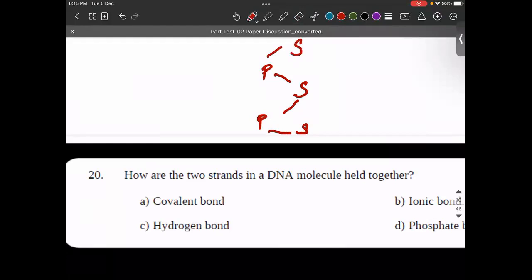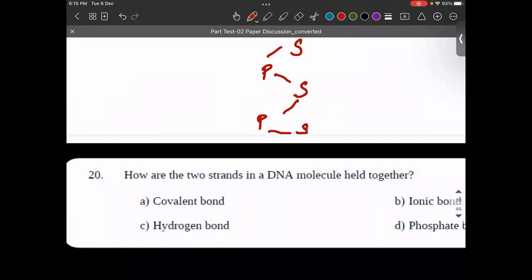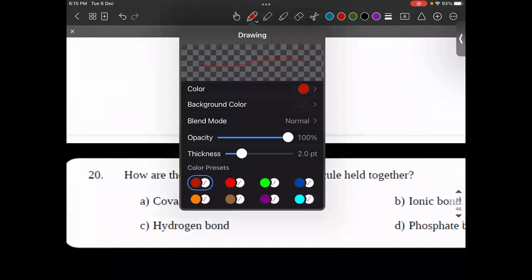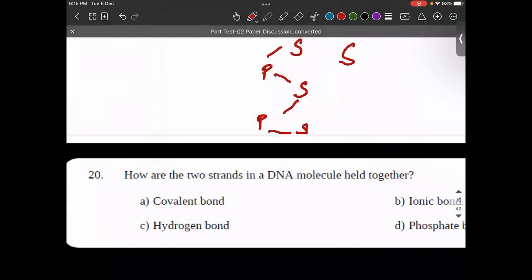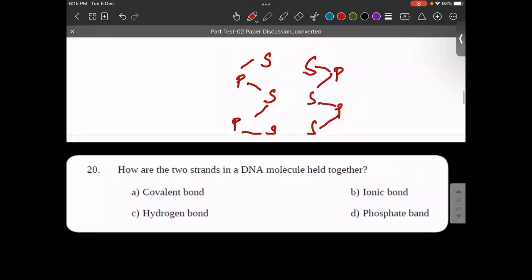Like that, here also you have one strand. Here also you have one more strand. Two strands of DNA we have. Sugar and then phosphate. Sugar and phosphate. What are the different bonds which make the polynucleotide chain or DNA?